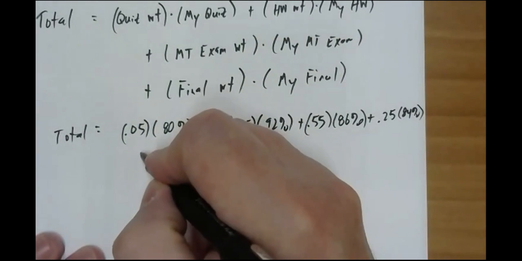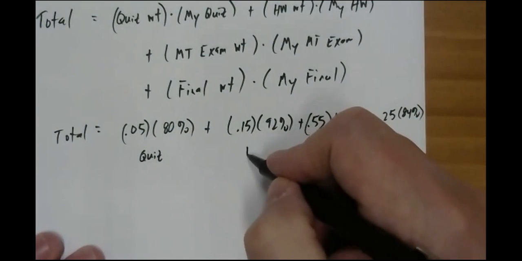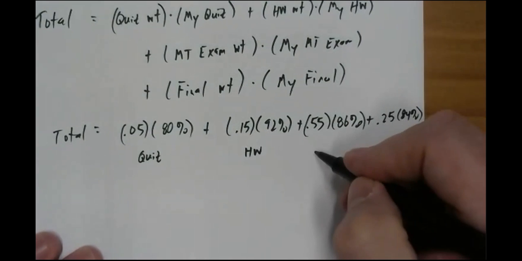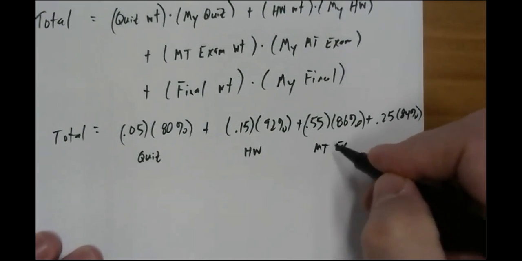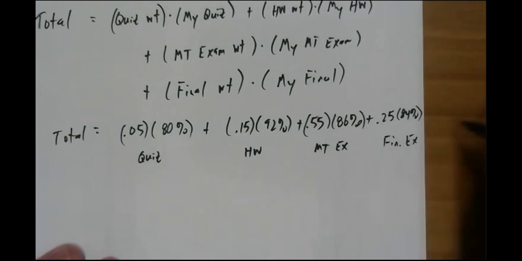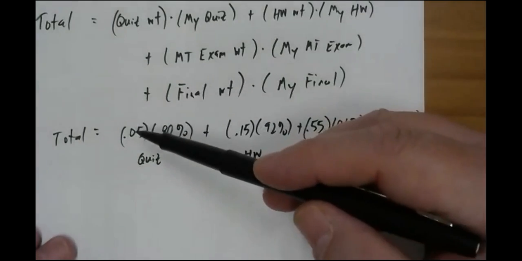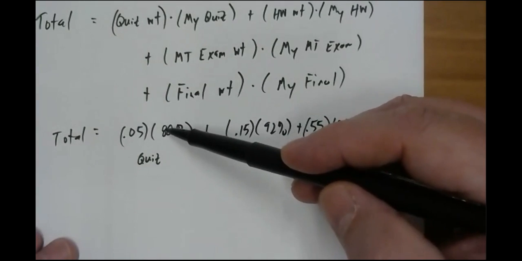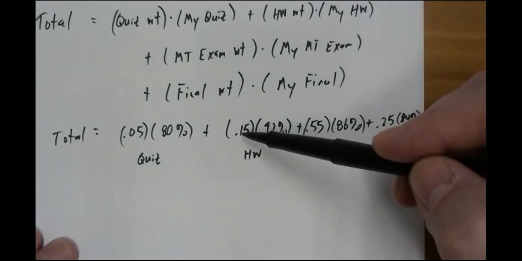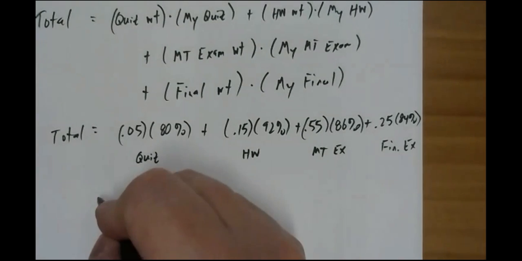So if I just show you, this is the quiz part of it. Here's the homework part of it. Here's the midterm exam part of it. And here's the final exam. Now I simply grab my calculator and I'm going to take 0.05 times 80 plus 0.15 times 92 plus, as a matter of fact, I'll do this step by step just so you can see, make sure you understand.